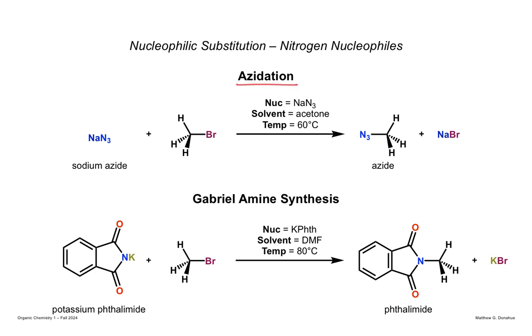So the first reaction is azidation. So you have Na plus, N3 minus. And so that's going to form an azide. And you would, again, see that in the IR, in the same region as the triple bond.